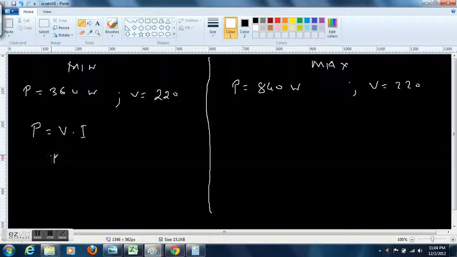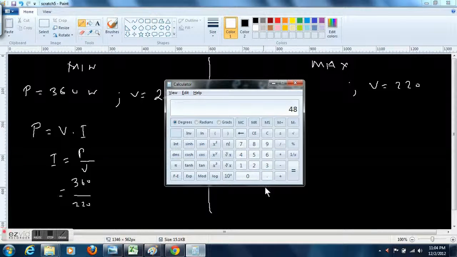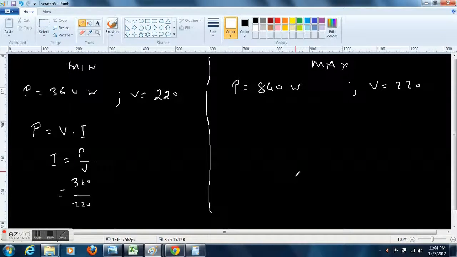So we know the value of P, that is 360. I equal to P upon V. P is 360 and V is 220. 360 by 220, which comes to 1.64 ampere. So current flow for minimum position is 1.64 ampere.